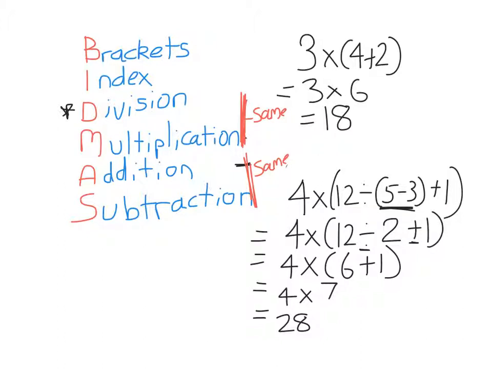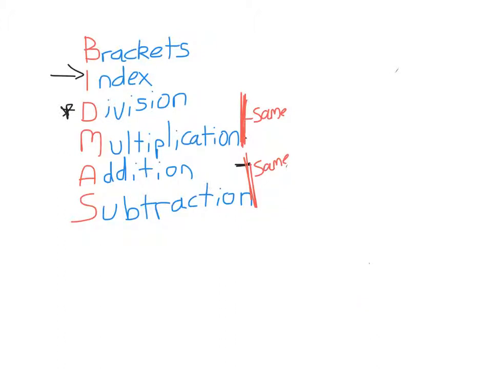So now I'm going to take a moment to show you some questions involving this index. So again, please pause and copy down these examples if you need them. So when you have something written like this, we call this little number here a power, also known as index or exponent, and this is called index form. So what this means is you're timesing this number by itself this many times.